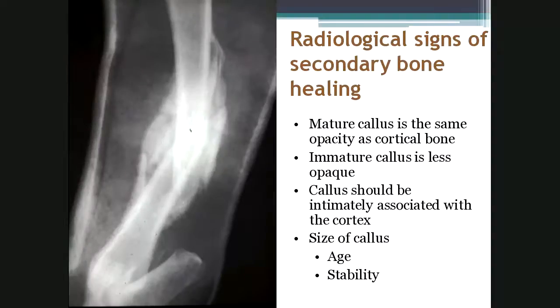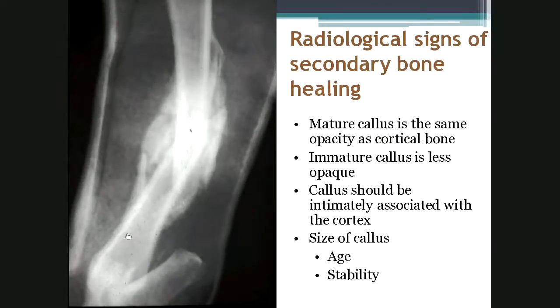So on the slide, we'll just look at a few features of callus formation. We've said mature callus is the same opacity as cortical bone, and immature callus is less opaque, as demonstrated in this image. All of this callus here is not the same opacity as the normal cortical bone. Callus should be intimately associated with the cortex. Essentially, it means it should be stuck to it.